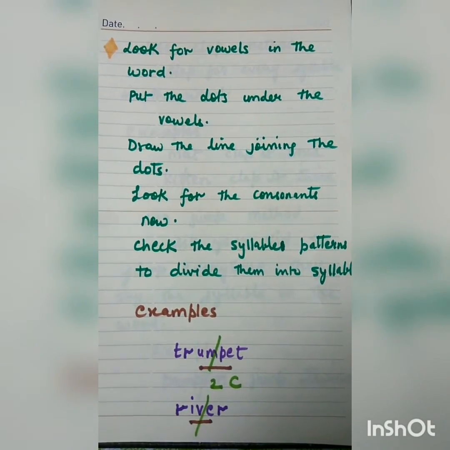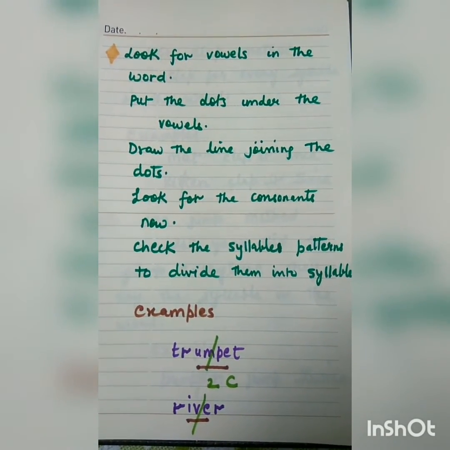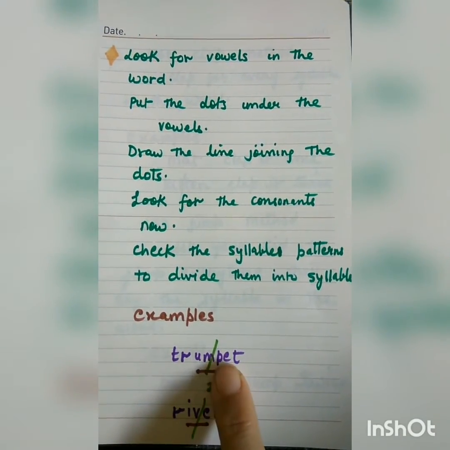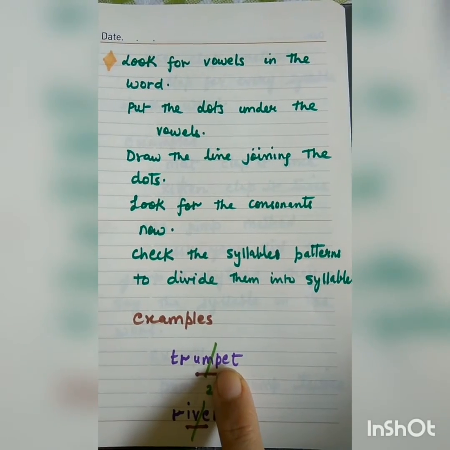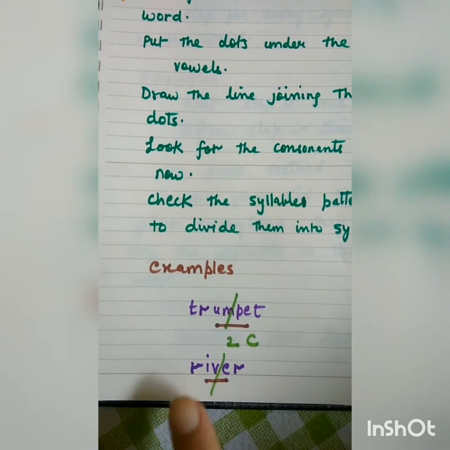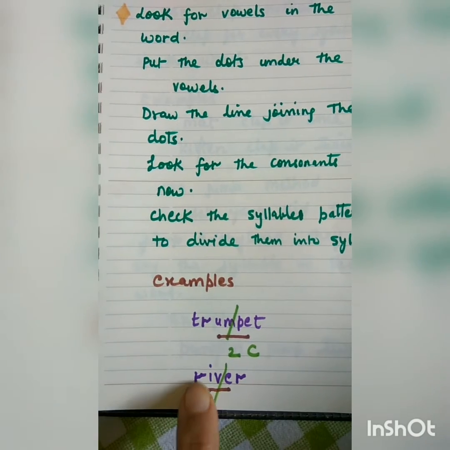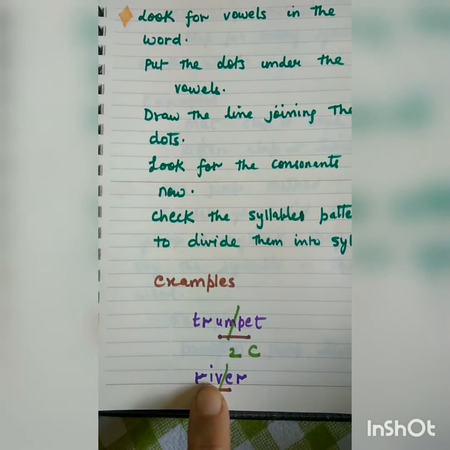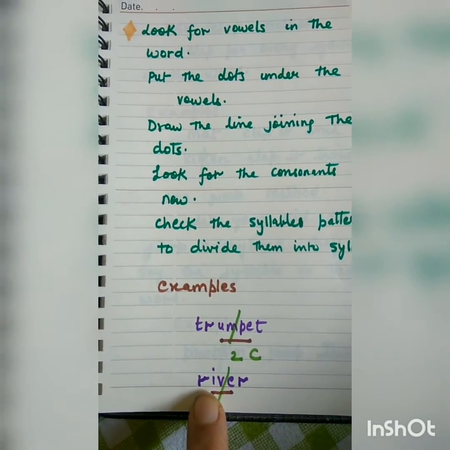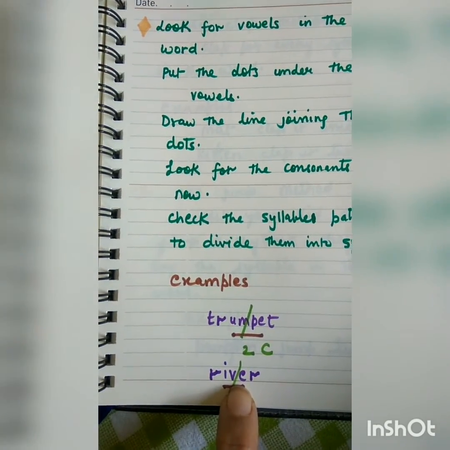Now the second step is to look for the consonants and check the syllable patterns to divide them into syllables. Here there are two consonants, M and P, so we are dividing after the first one. So trum-pet. And here again it is river. This is based on two vowels and one consonant. Because it's the short vowel sound of I, we are dividing after the consonant.